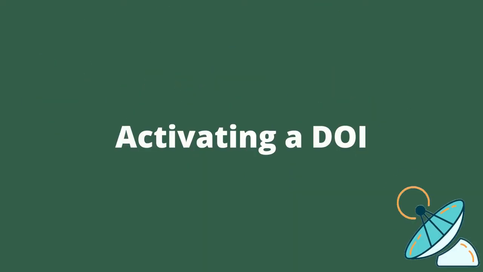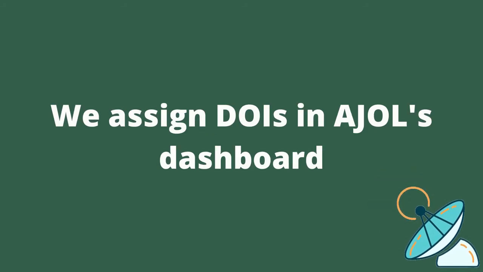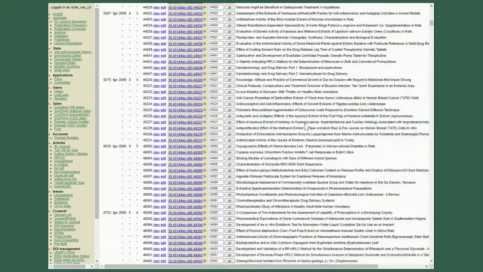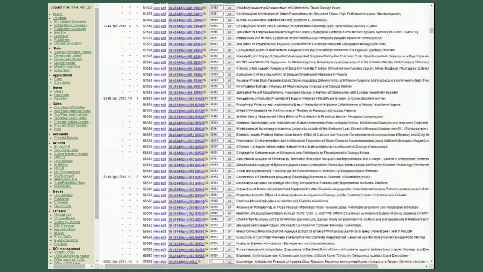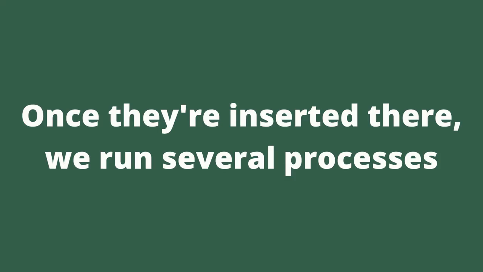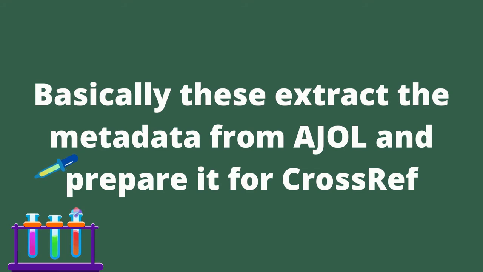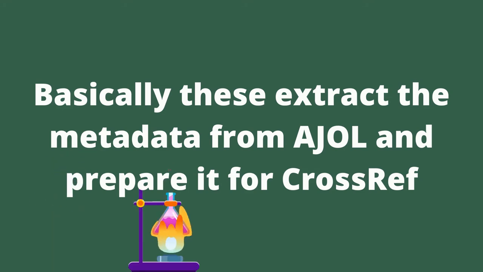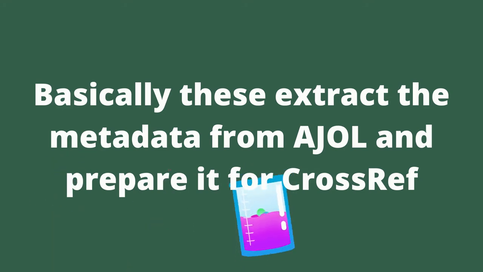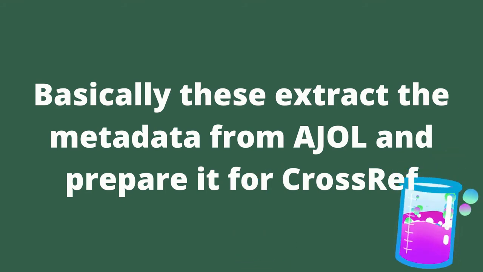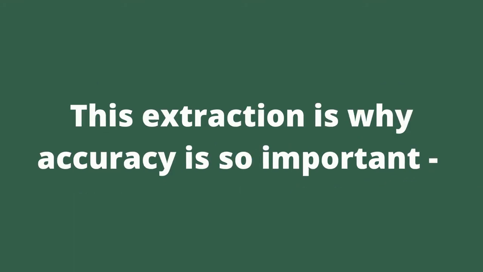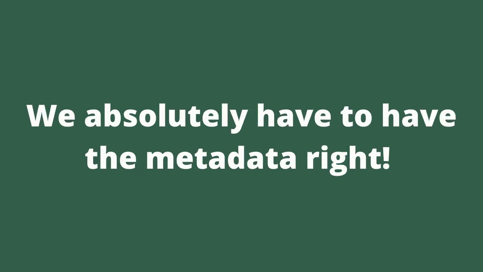Then, activating a DOI. You do not have to worry about this bit. We have a dashboard which looks like this, and is obviously another reason we do this bit. And then once they're inserted there are several processes. Basically what these are for is to extract the metadata from AJOL and prepare it for Crossref, which is important for getting it attached to the DOI. This is why we have to be accurate. We have to have this metadata right.